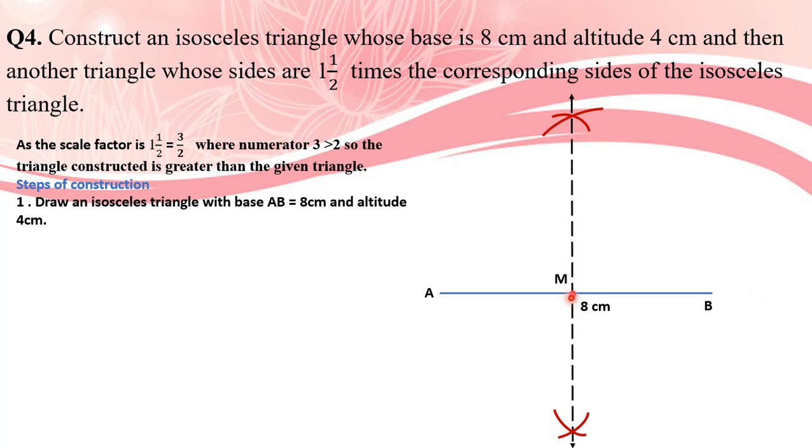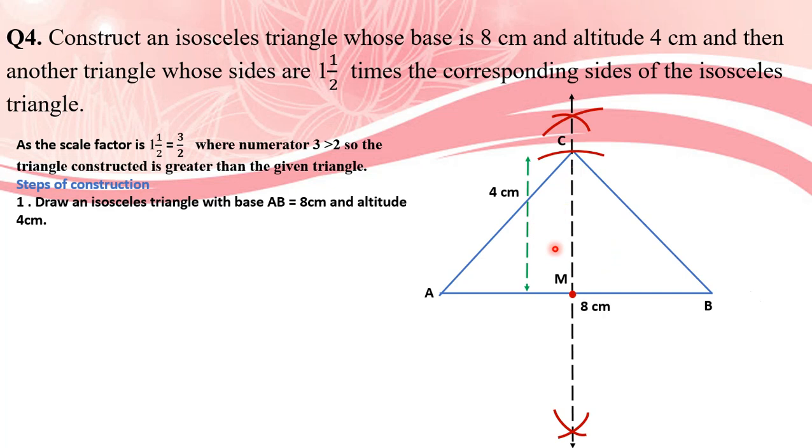So we have to take the compass, and with M as a center, we have to draw an arc equal to 4 centimeter on the perpendicular bisector. This intersects the perpendicular bisector at a point, that is the point C. Now this is the third vertex of the triangle ABC. When we join A to C and B to C, we get the isosceles triangle ABC, where the sides AC and BC are equal, and the height of this triangle, that is altitude CM, is equal to 4 centimeter. Now this is the given triangle.